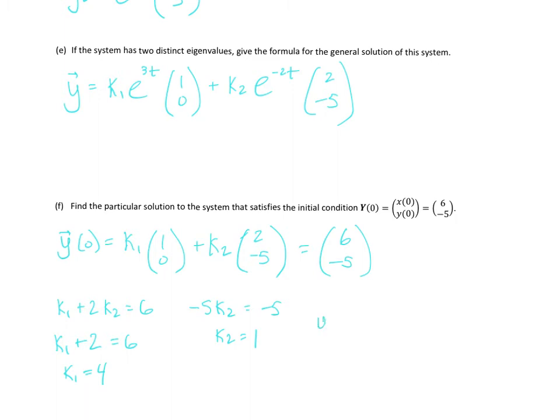So my final particular solution would be y equals k1, which is 4, e to the 3t times (1, 0), plus k2, which is a 1, e to the -2t times (2, -5).